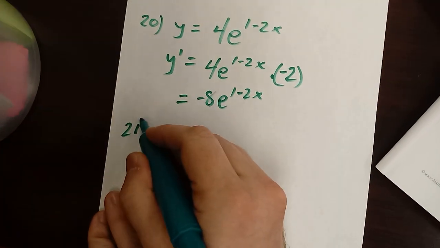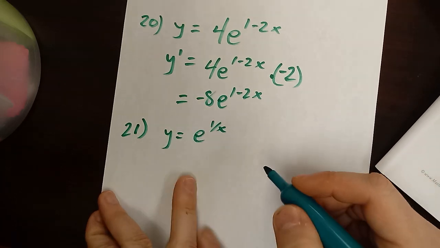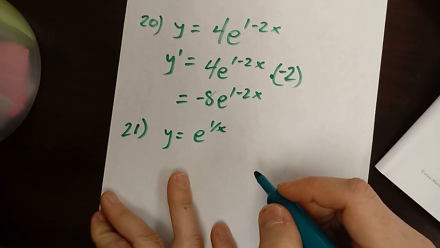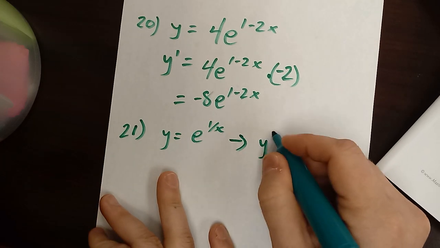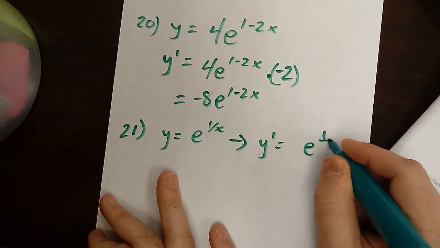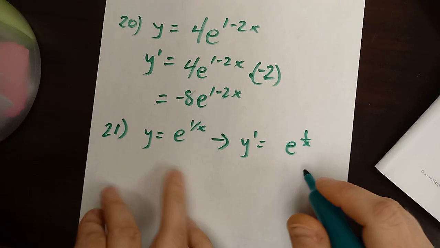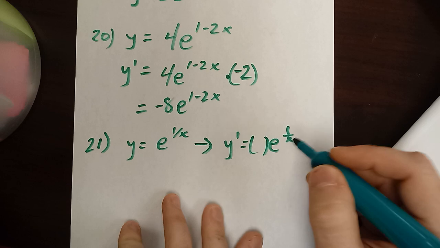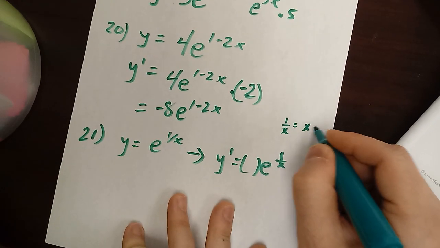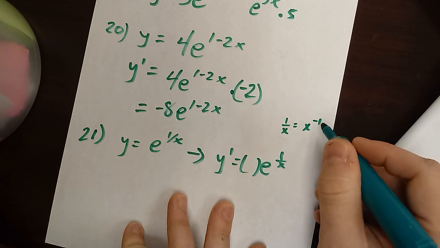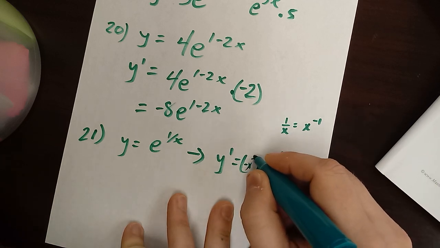And 21, y is equal to e to the 1 over x. Okay, so y prime is e to the 1 over x multiplied by the derivative of the inside. So I'm going to put that up front. Just want to remind you, 1 over x is the same as saying x to the negative 1. So the derivative of that is going to be negative x to the negative 2.